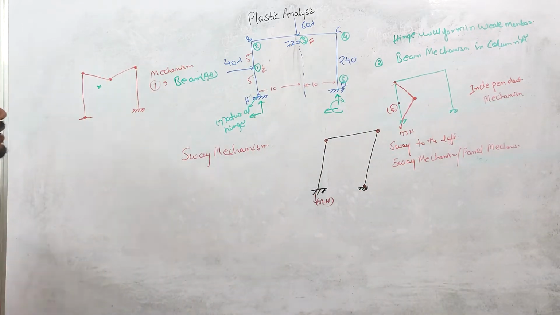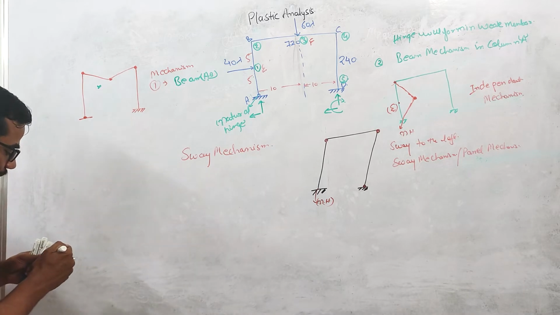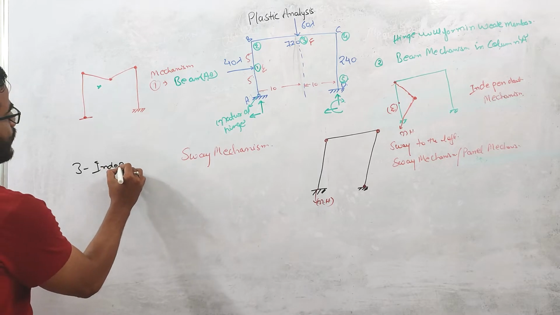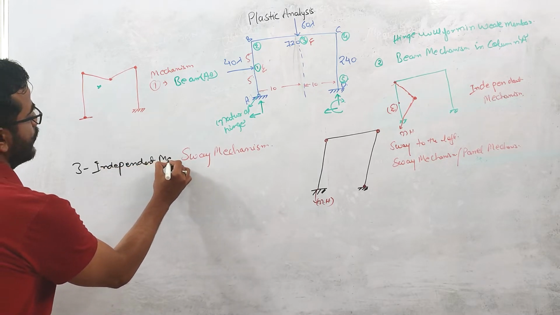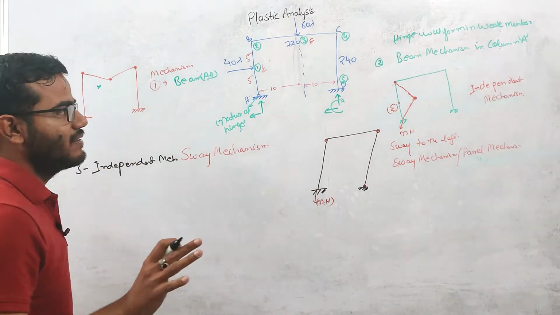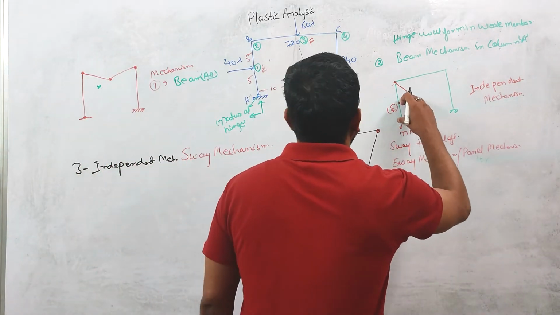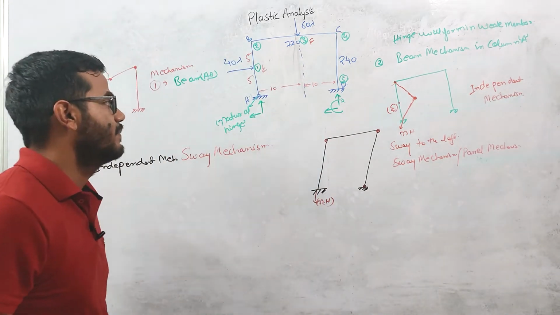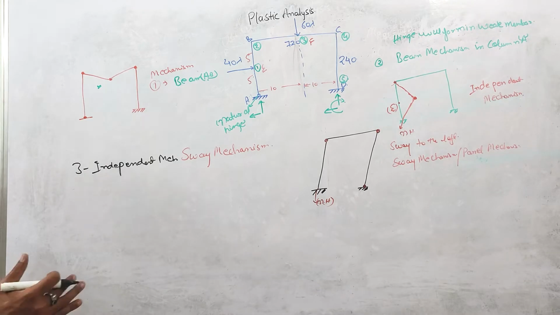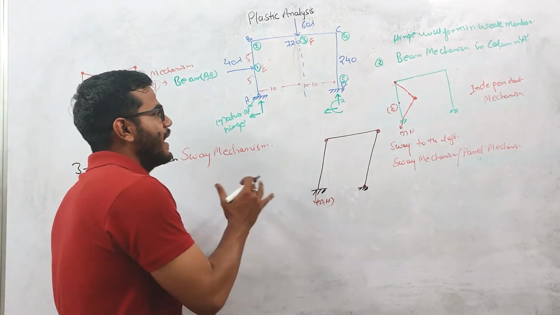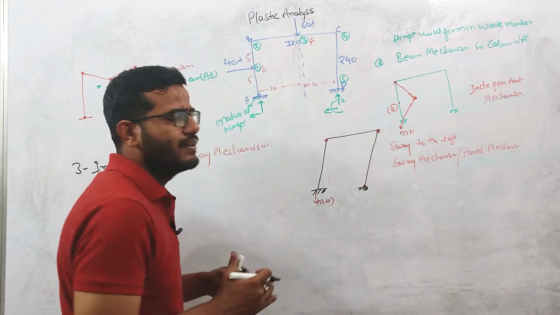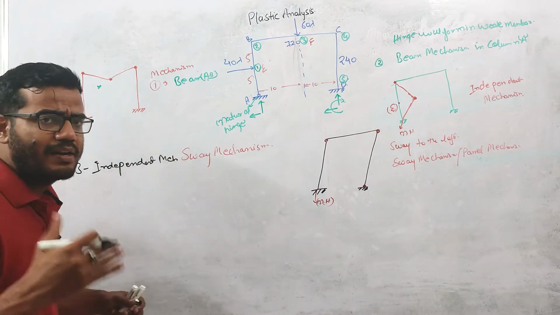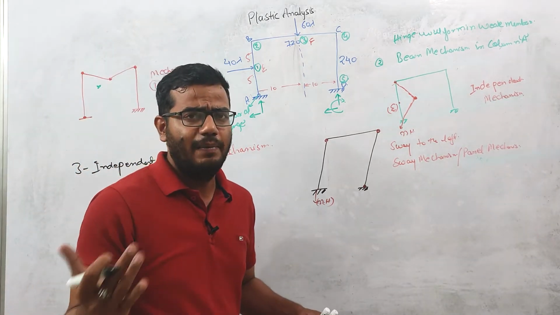Right? So these are basically our three independent mechanisms. Why independent? Because these three mechanisms are independent of each other. This beam mechanism is not dependent upon this beam mechanism. This beam mechanism is not dependent upon this sway mechanism. So now, first we will be calculating the collapse load for these mechanisms, and then we will be combining these mechanisms to get a combined mechanism, to get the better value of lambda.